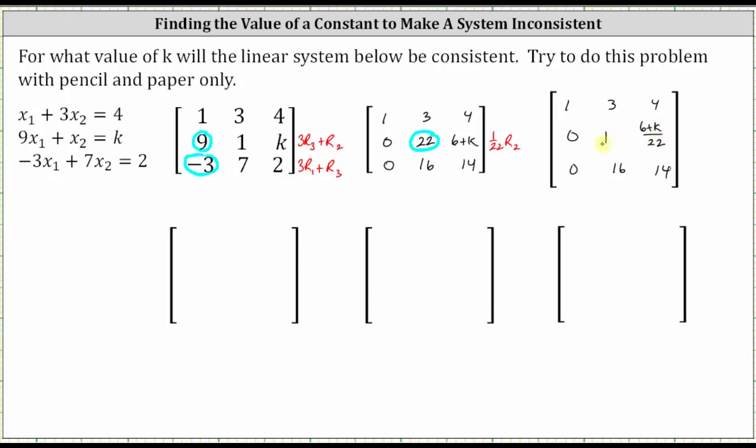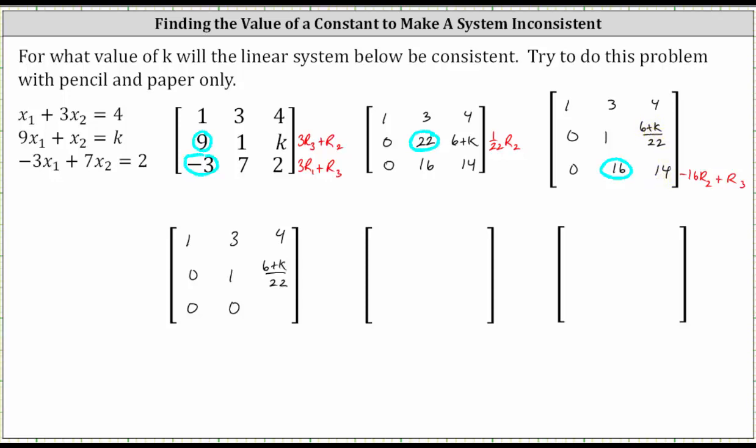And now let's obtain a 0 in row 3, column 2. Looking at row 2 and row 3, notice negative 16 times 1 plus 16 is 0. Let's replace row 3 with negative 16 times row 2 plus row 3. We will keep row 1 and row 2 the same. Replacing row 3 with negative 16 times row 2 plus row 3, we have negative 16 times 0 plus 0, which is 0. Negative 16 times 1 plus 16 is 0. And then we have negative 16 times the quantity 6 plus k divided by 22 plus 14.